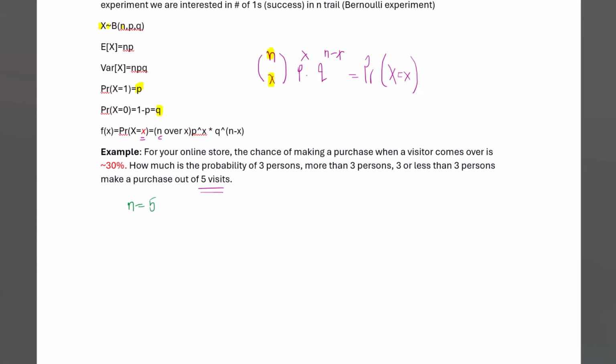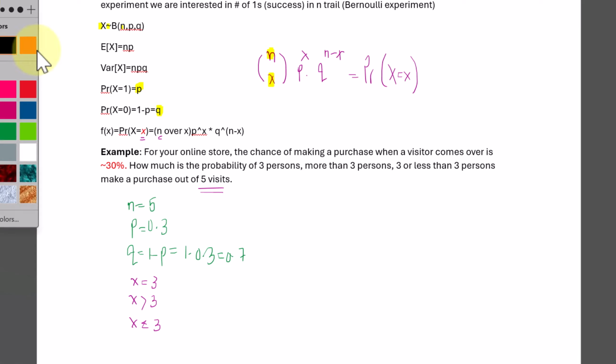Probability of success, which is p, is 0.3, which is the probability of purchase here. Q, which is the probability of failure, is 1 minus p, which is 1 minus 0.3, which is 0.7. And then we want to know the chance that 3 of them, or more than 3 of them, or less than or equal to 3 of them make a purchase. So these are the probabilities that we need to calculate, and that's something we will be doing by applying the formula.